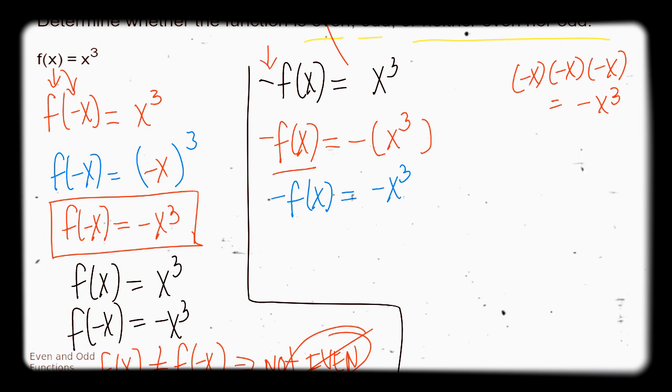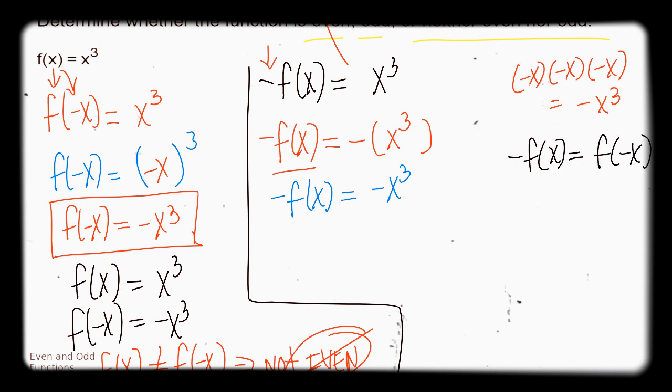So we need to see if negative f of x is equal to f of negative x. Before we were looking at if f of x is equal to f of negative x. If f of x and f of negative x are equal, then that's even. If not even, then we are looking to see if negative f of x is equal to f of negative x.